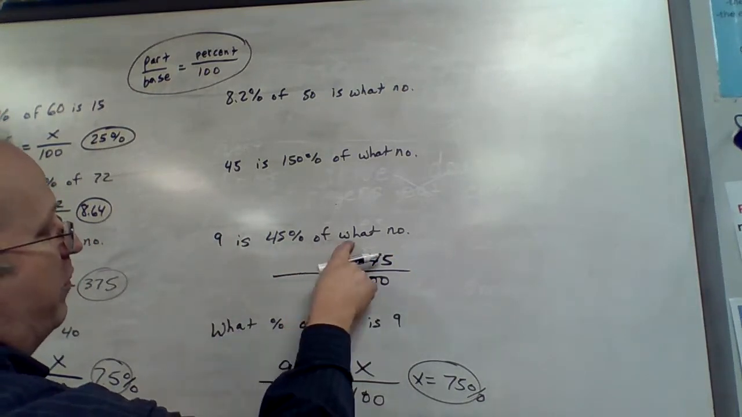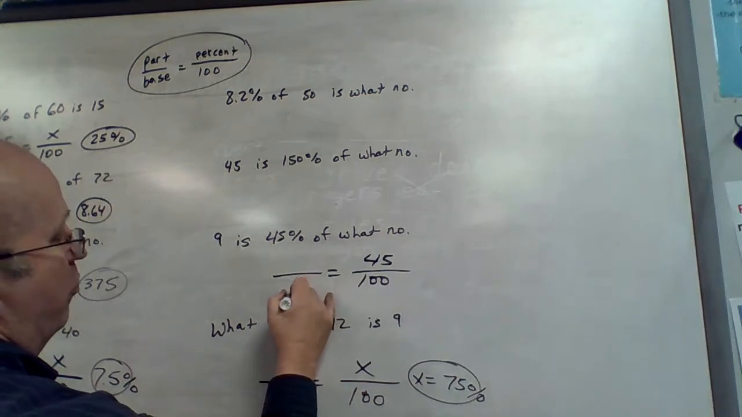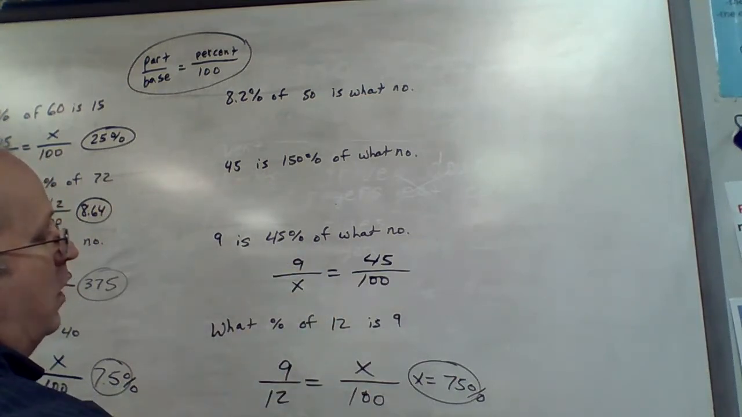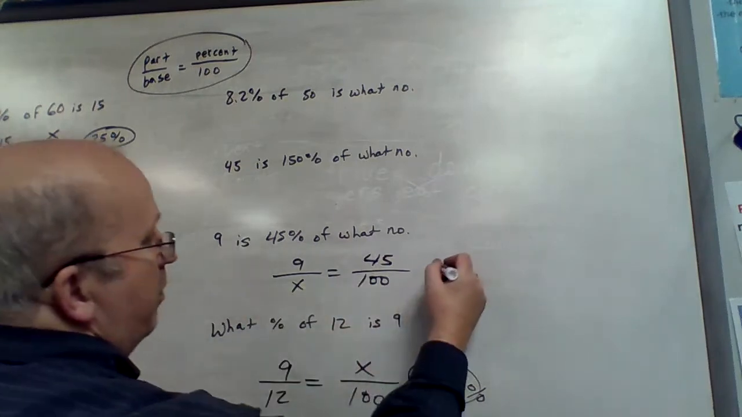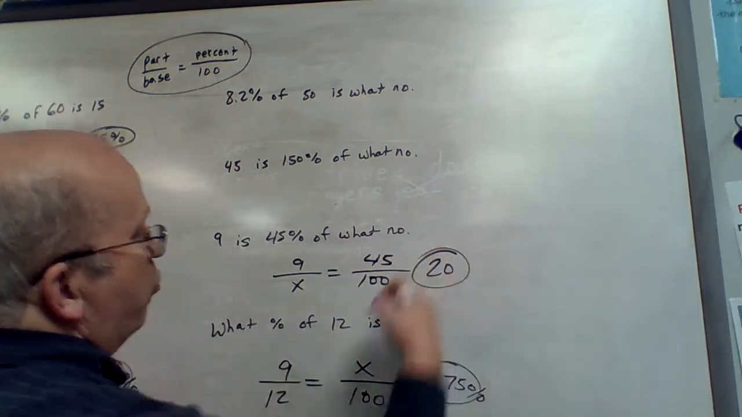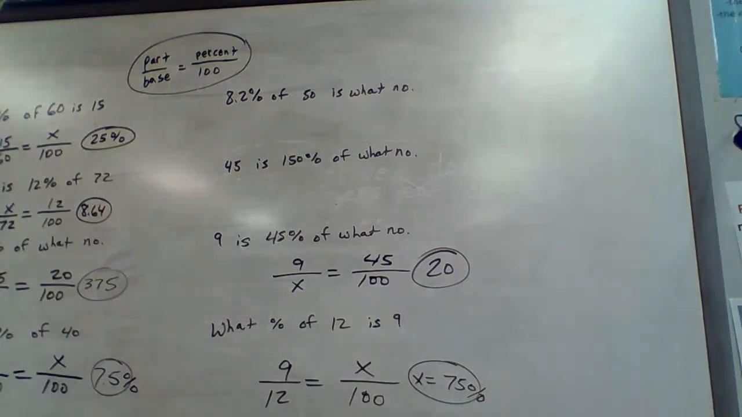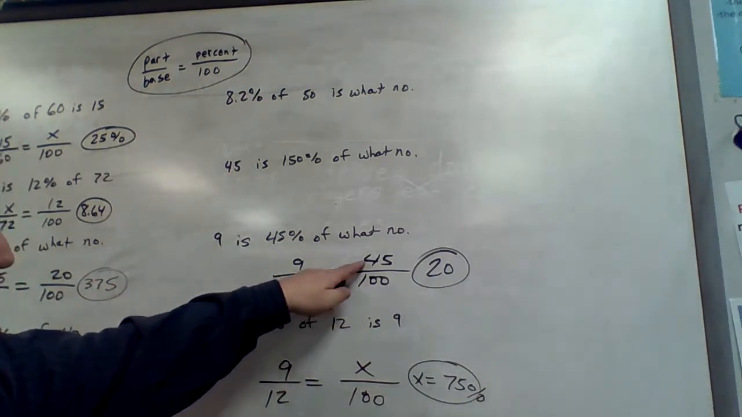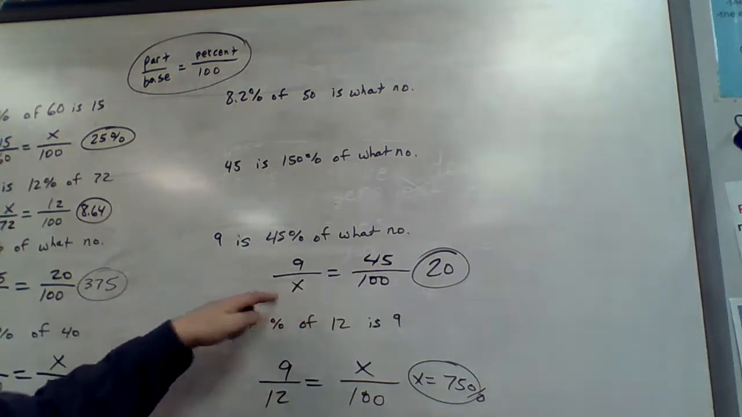Do I know the number that follows the word of? No, I don't, so that's my x. And the remaining number 9 has to be there. If I solve this, I'm going to find that x equals 20 in this particular case. 9 times 100 is 900. 900 divided by 45 is 20.